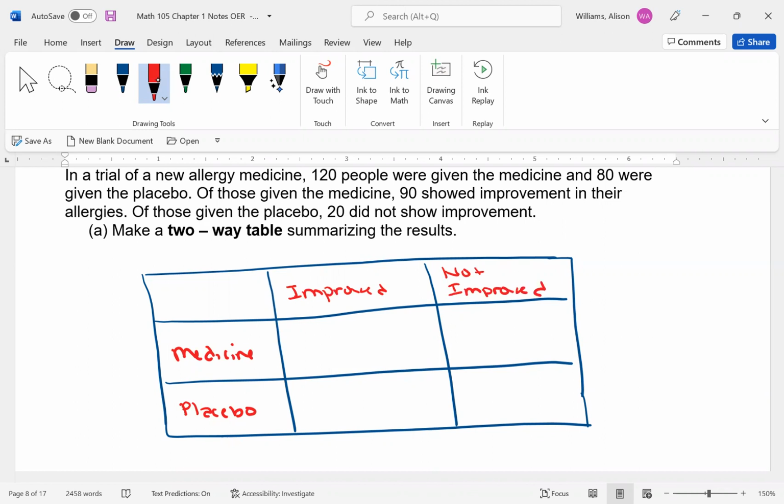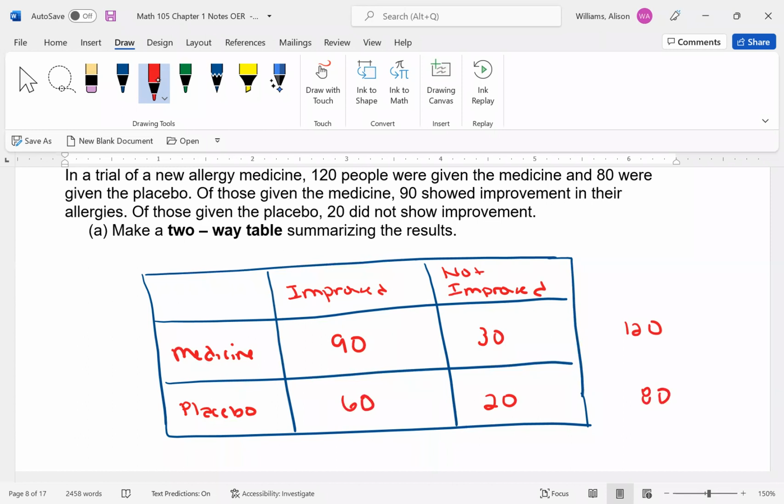Okay, so we happen to know that 120 people total were given the medicine, and that of those given the medicine, 90 showed improvement. So this is 90, and that leaves 30 left over to be not improved, because this totals up to 120. And we saw this before. So for the placebo, 20 didn't show improvement, so this would be 20. And since this is a total of 80, that leaves 60 who did improve.